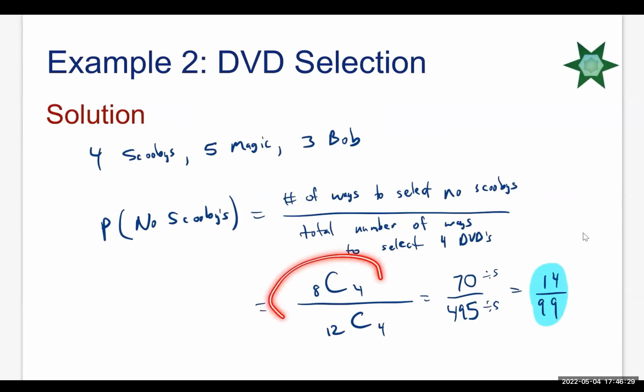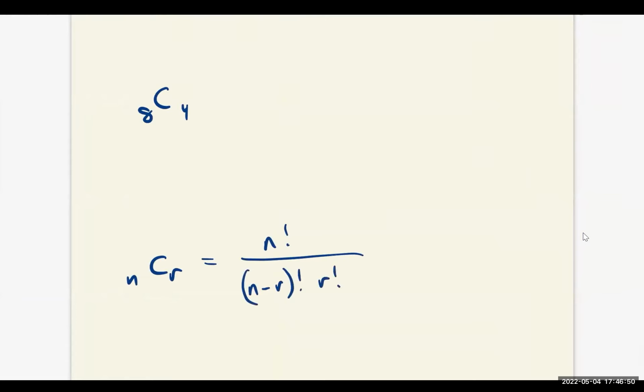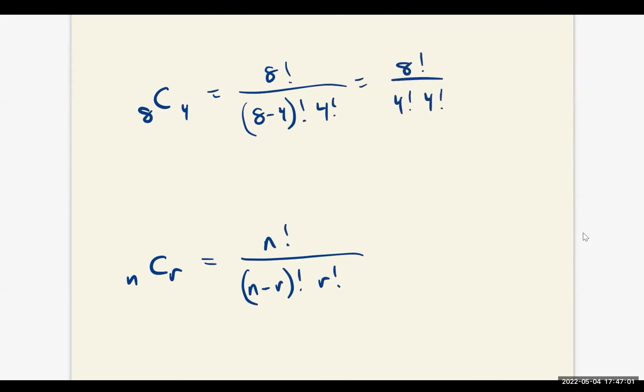And if you don't have a calculator to do these type of problems, we can do this by hand. So 8 choose 4, for example, would be done this way. Remember the formula: n choose r is n factorial over n minus r factorial times r factorial. So in this case, you have 8 factorial over 8 minus 4 factorial times 4 factorial, which is 8 factorial over 4 factorial, 4 factorial.